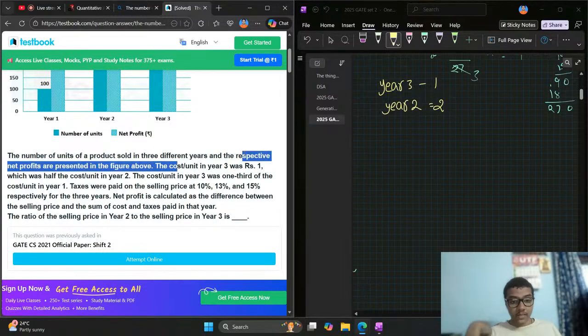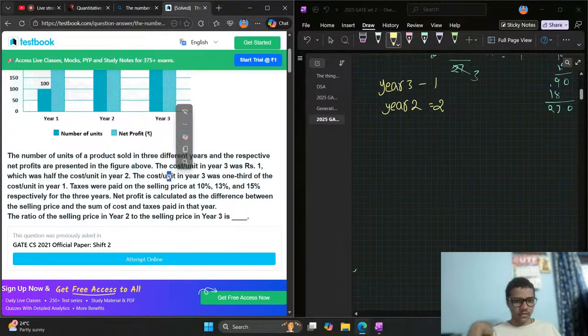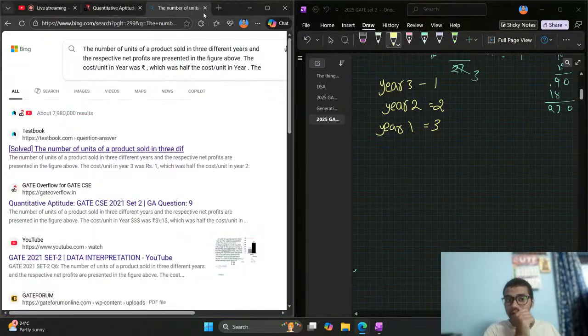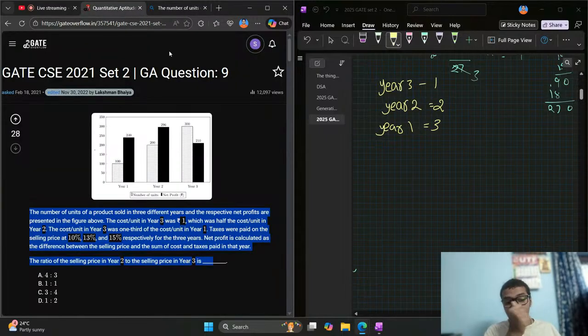The cost per unit in year 3 was 1, which was one third the cost in year 1. My bad, I could not comprehend that correctly. Year 3 was 1/3 the cost in year 1. Year 1 is 3 then. If year 1 is 3, year 3 will be 1/3 of year 1. Okay, I kind of freaked out.